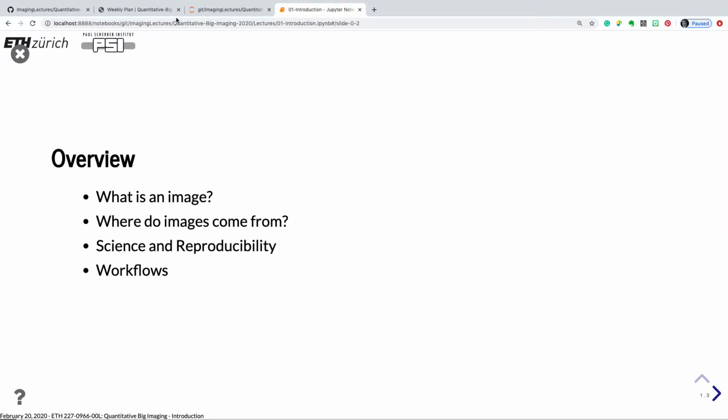So, in the overview, I'm going to talk about what an image is at all, and where images come from. Also, the topic of science and reproducibility, how important it is and what it is. And then I'm rounding up today's lecture with the workflows, how to work with images.